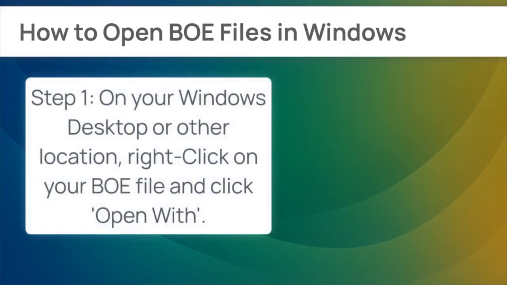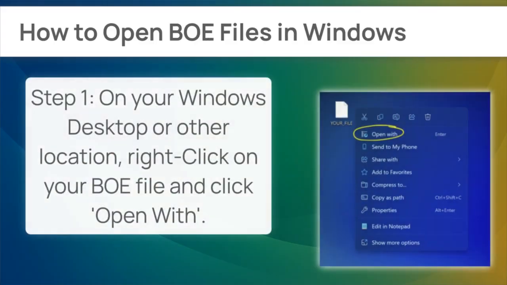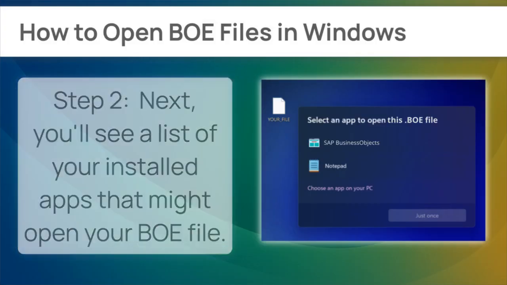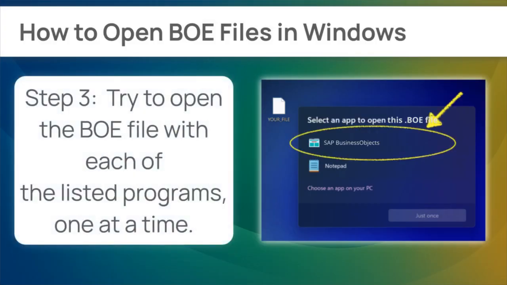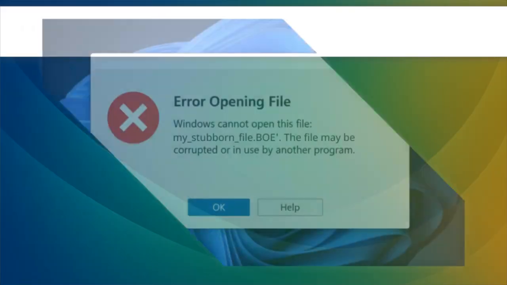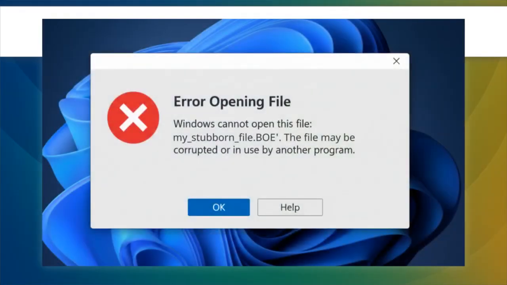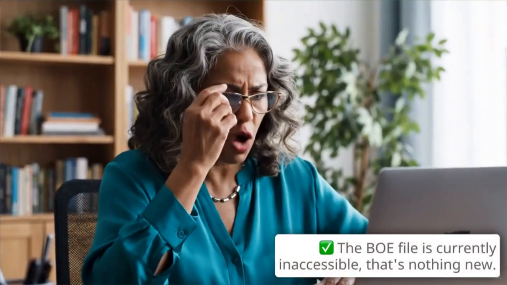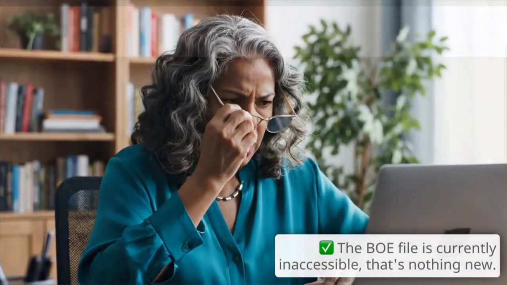The solution starts with the application list. Right-click the BOE file and choose Open With. Use SAP BusinessObjects as your first choice. If it fails, select another program. A systematic check is the most reliable method. If the BOE file still will not open, there is no need to stress. When the initial application fails, we must assume a deeper problem. Let's jump into these 3 core diagnostic steps immediately.